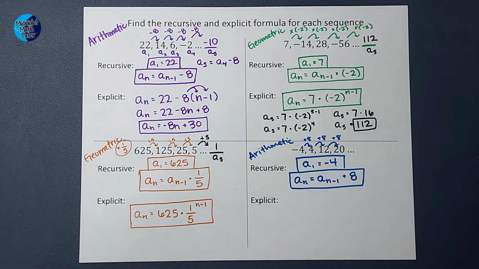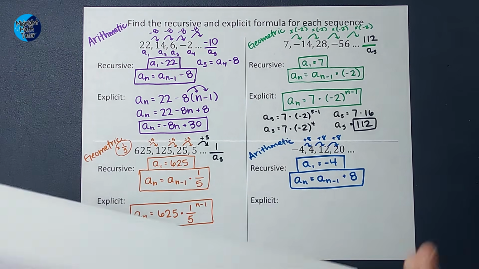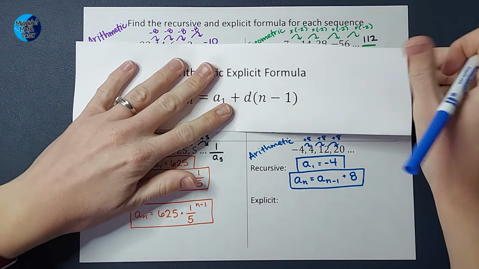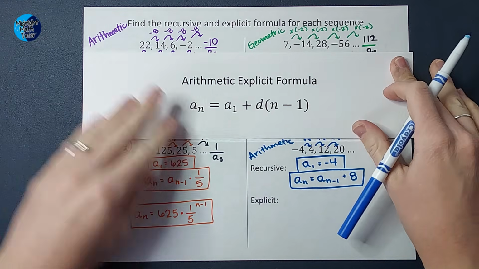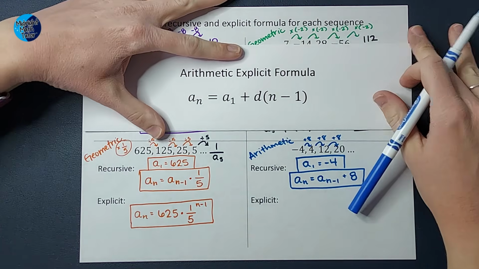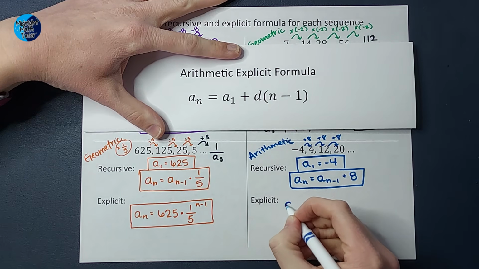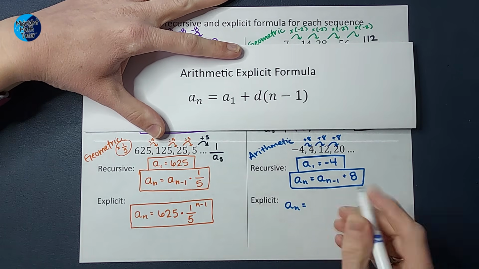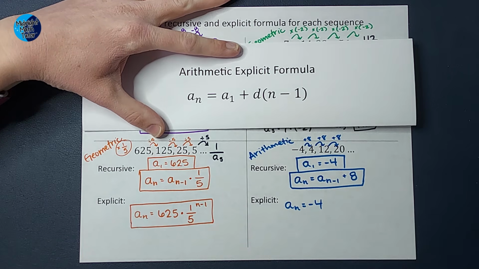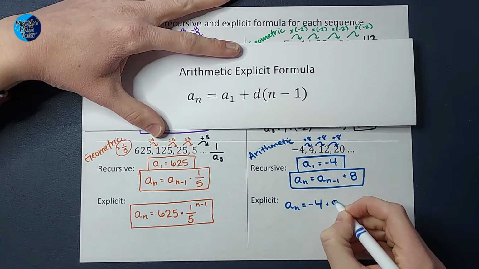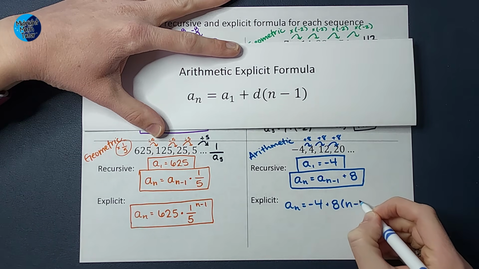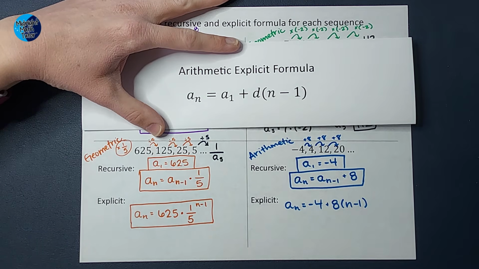Okay. So we are back to arithmetic. So let's look at our arithmetic formula on my very official paper here. Okay. So we are adding 8 every time, right? So for whatever number you want to find, take the first number in your sequence and add the common difference. Add 8. How many times? One less time than whatever place you want to find.